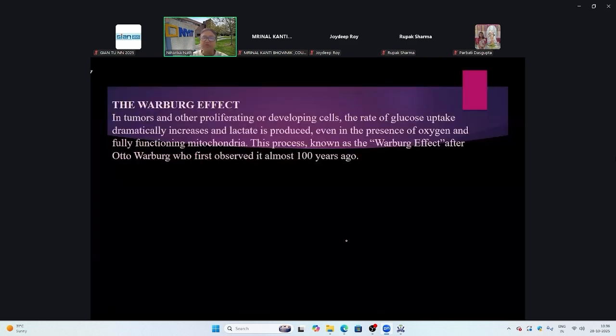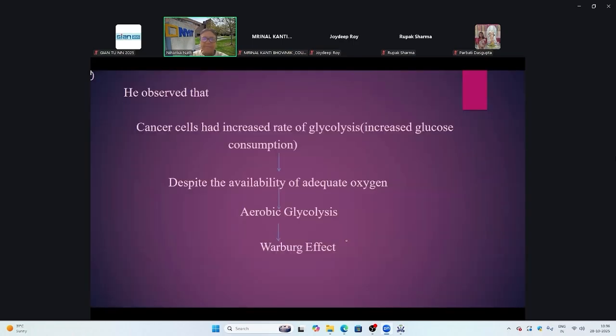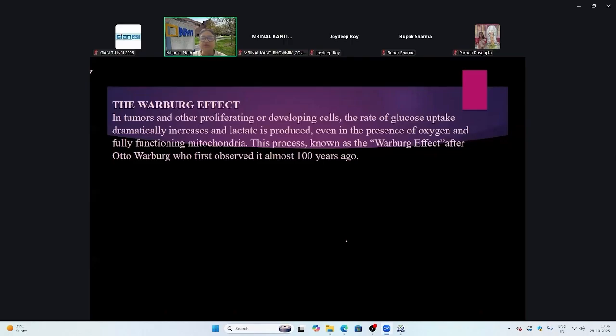We will continue with what else it is. It's my diagram here. So we will continue with what else the cells do during this whole process of tumor development and progression.